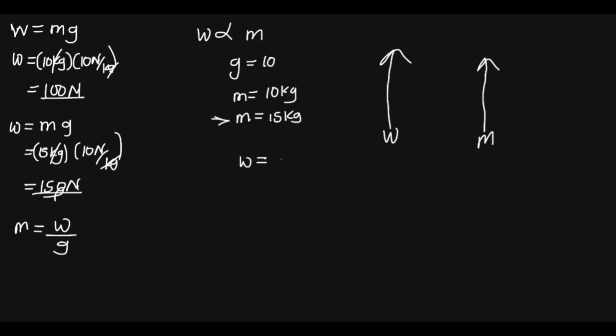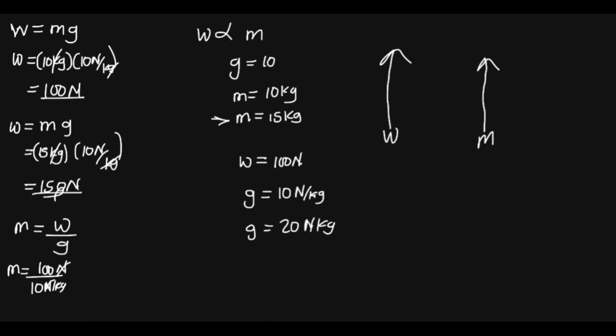So let's say we have an object with a weight of, let's say, 100 newtons, not 1000. Then we are going to calculate in terms of gravity. Let's say we are going to have gravity of 10 newtons per kg. Then in the other case, let's say we use 20 newtons per kg. So let's calculate the first mass. If the weight is 100 newtons and the gravity is 10 newtons per kg, 100 divided by 10 is 10 kg. So we are able to get 10 kg.